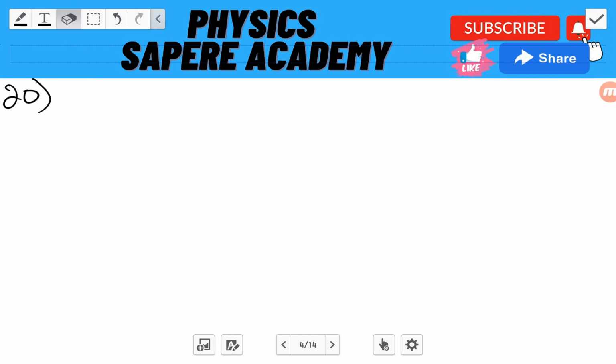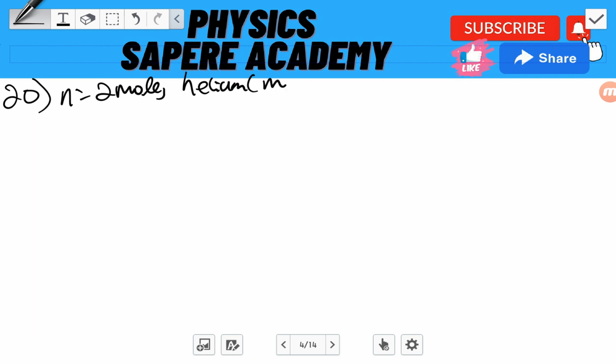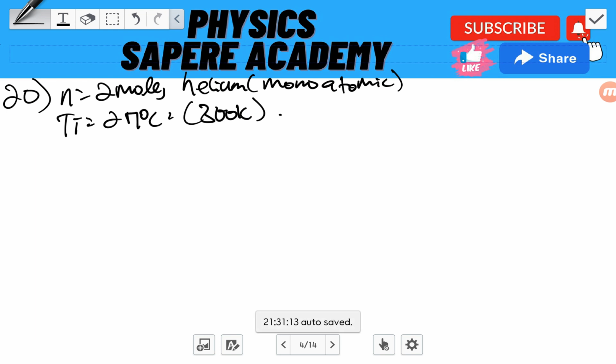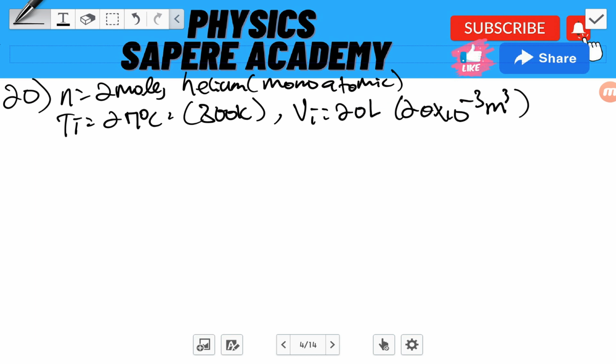Question number 20 says that 2 moles of helium, the number of moles is given as 2 moles. The gas is helium. Helium is monoatomic. The 2 moles of gas are found at an initial temperature of 27 degrees Celsius, that's about 300 Kelvin, and occupy an initial volume of 20 liters, that is 20 times 10 to the minus 3 meter cubes.